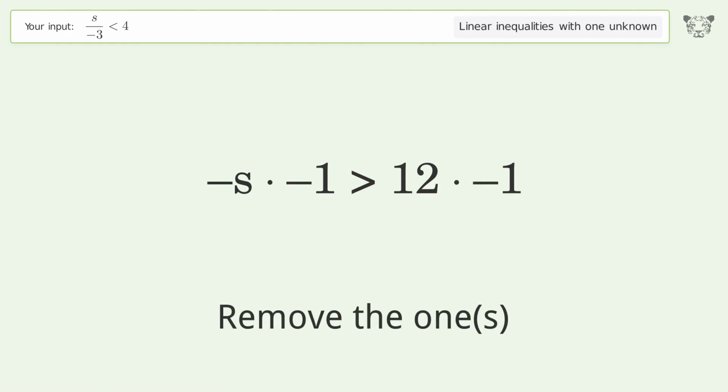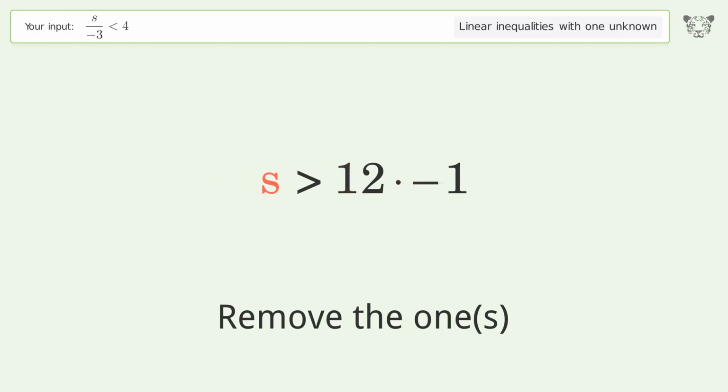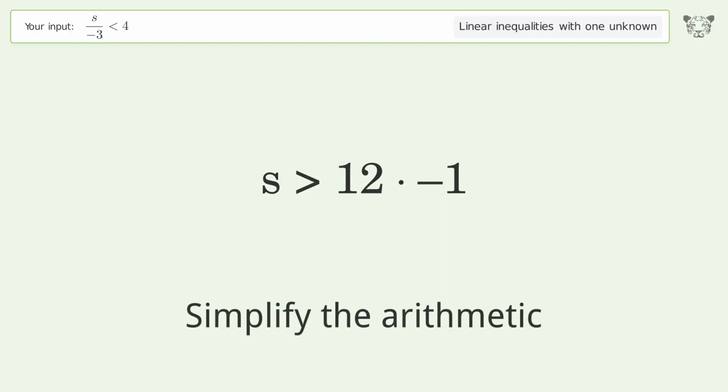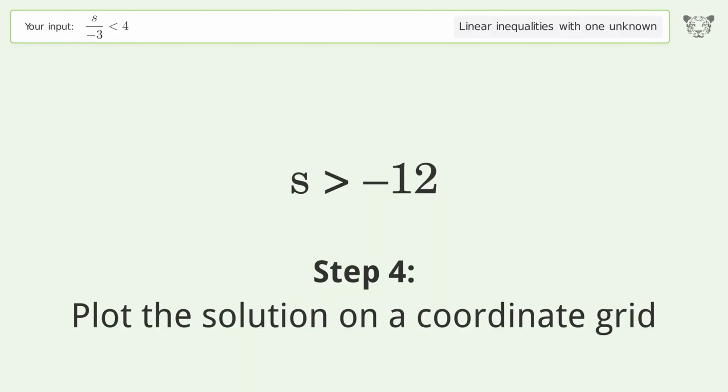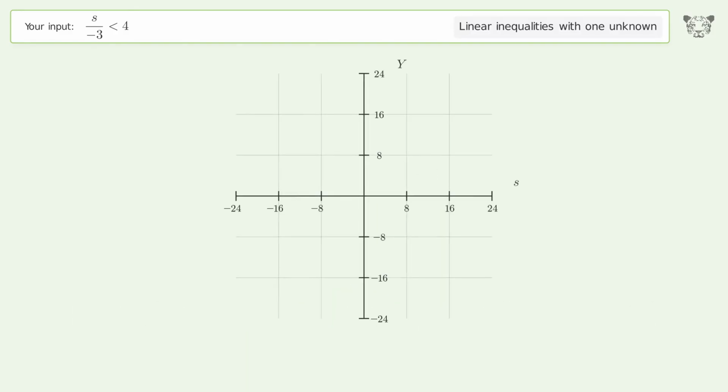Remove the ones. Simplify the arithmetic. Plot the solution on a coordinate grid. And so the final result is s greater than -12.